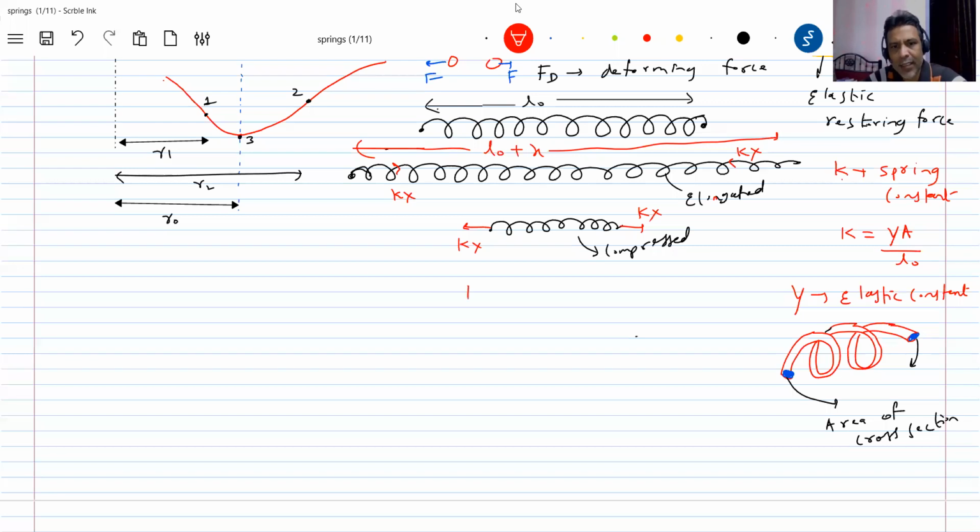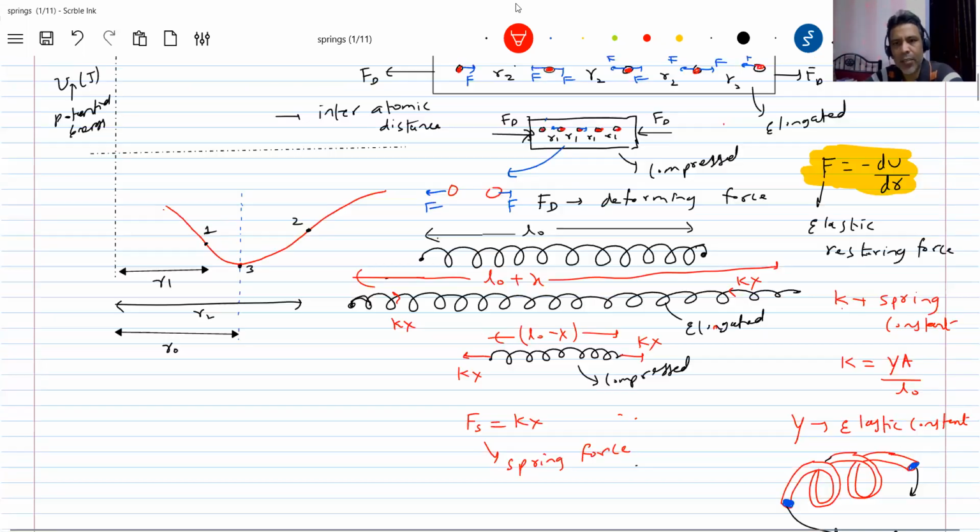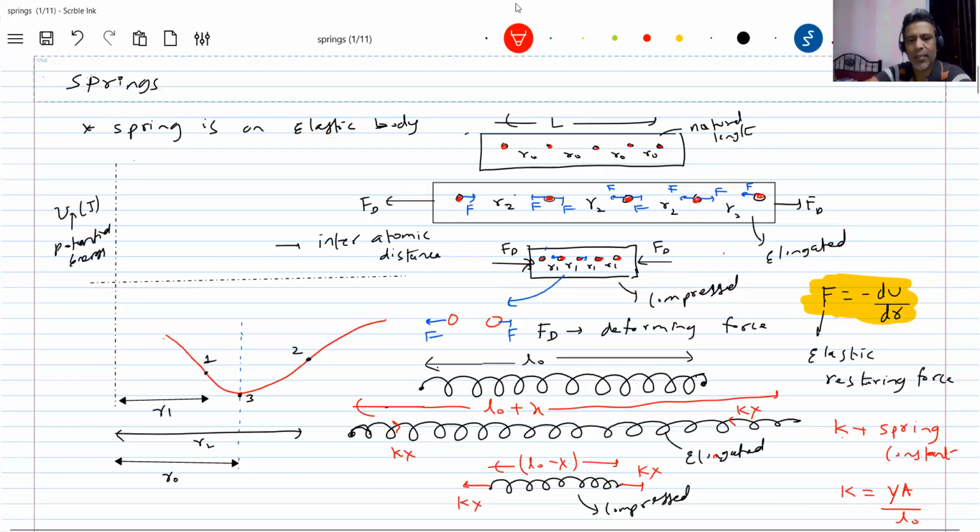So this Kx, you can give the name spring force. And what is that X? You have to call it L minus L naught. Got the idea? So this is one basic thing you have to remember related to springs. Just see once, then I'll proceed to the next.